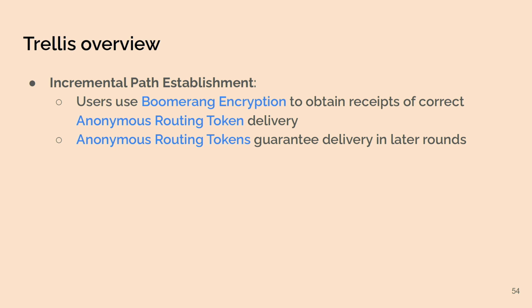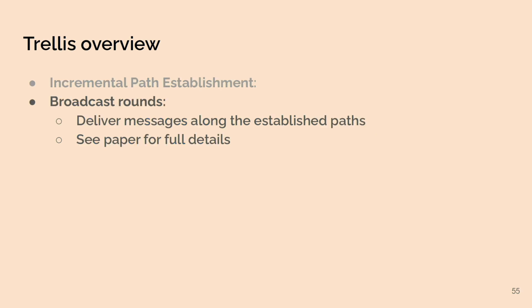We show in our paper that you can do this incrementally in a process we call incremental path establishment to deliver anonymous routing tokens to all the servers on your path. Then these anonymous routing tokens guarantee delivery in later rounds. After that, we can do broadcast rounds where we deliver the actual payload messages along the established paths. You can see our paper for the full details.